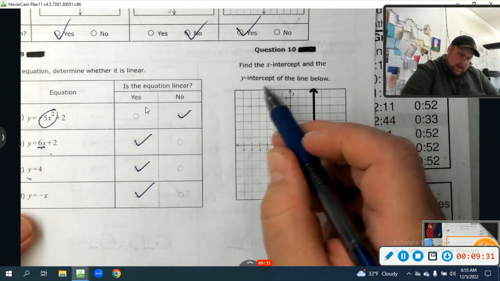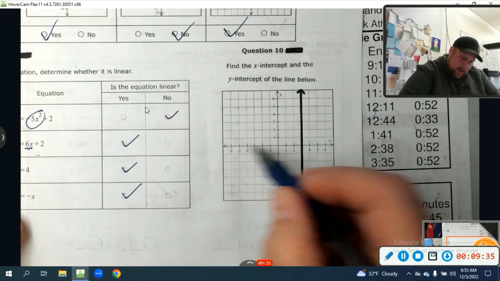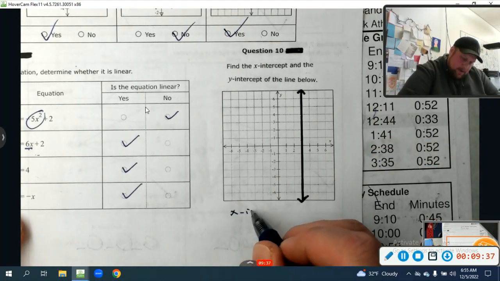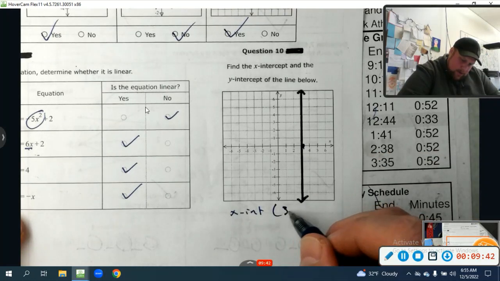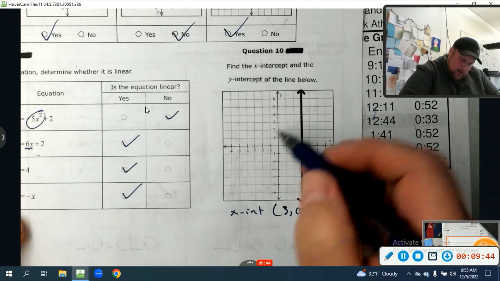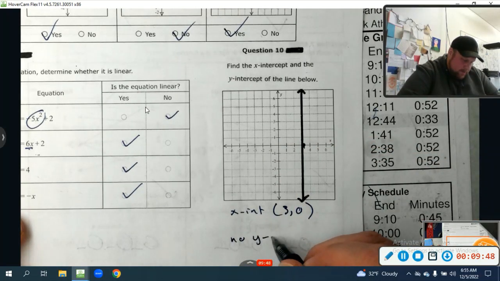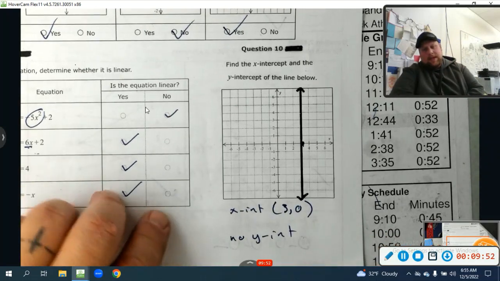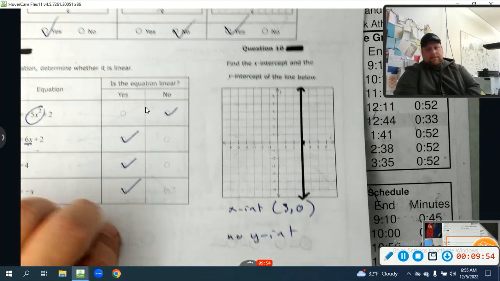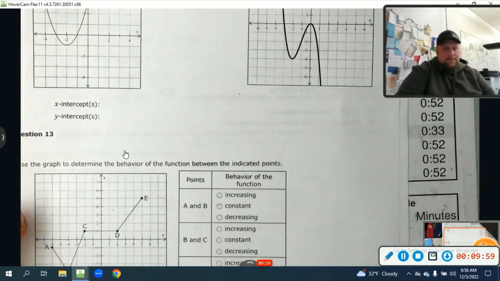Find the x and y intercept of the line below. Well, let's look at this line. Here's the x. We see the x intercept is right here at (3, 0). But this is a vertical line. Will it ever hit the y? No y intercept. Not always the case, but in this case it is. All right. Just about there.